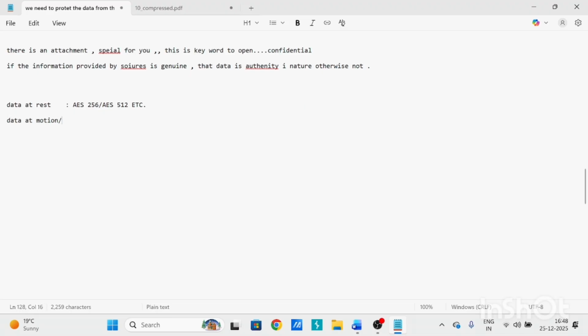Data in motion means data in transit, and for data in transit, TLS 1.2 at both ends. Both ends means at the source also and the destination also. Okay.